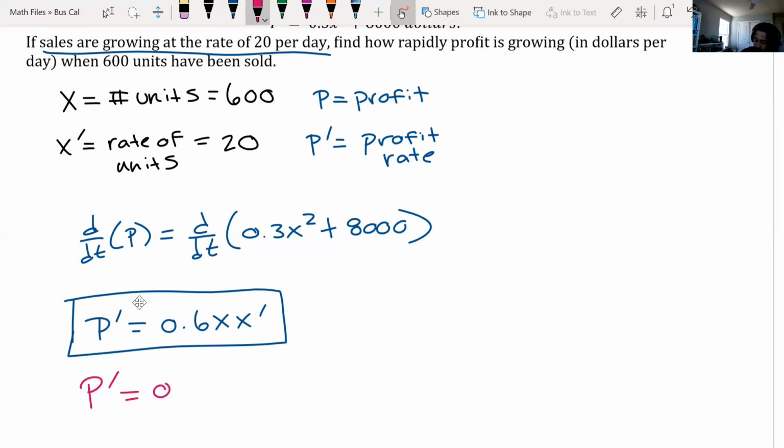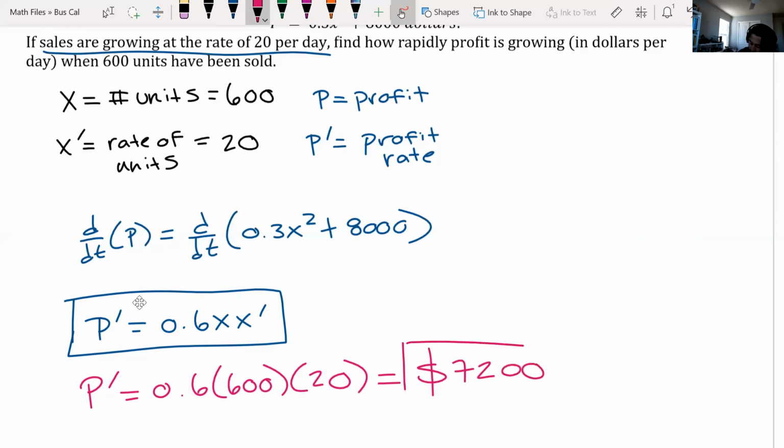So P prime would be 0.6 times x, which is 600, times x prime, which is 20, and 0.6 times 600 times 20 would give me $7,200. Which means if we are selling 20 units per day, and if 600 units have been sold, and since this is a positive number, we know that profit increases.